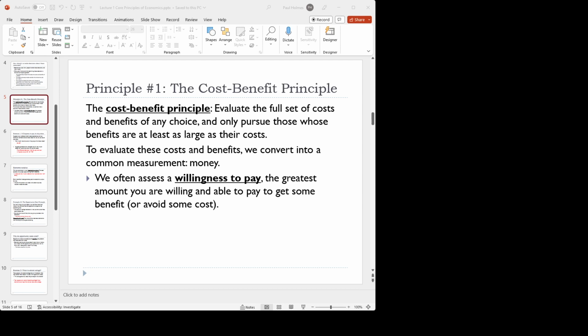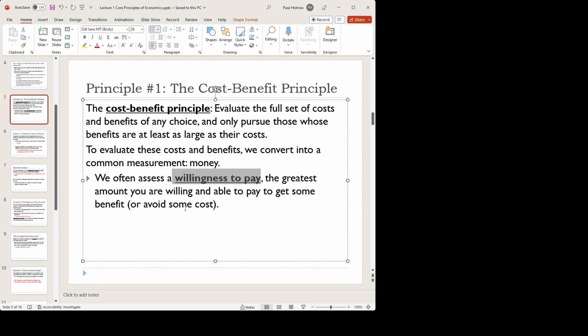Now, in order to make that comparison, we need to make sure that we're comparing like to like, right? We need to be comparing things on the same scale. A common scale that we'll often use to measure these benefits and costs is money. We'll think about, for example, the happiness or pleasure that some activity brings to you, and we'll try to assign a monetary value to that, thinking of that as how much you would be willing to pay in order to perform that activity or receive that product or whatever.